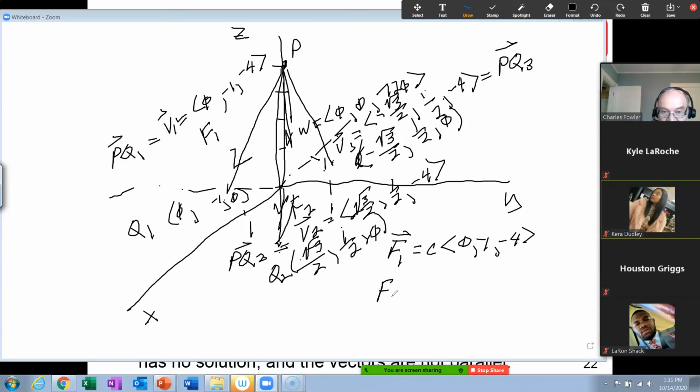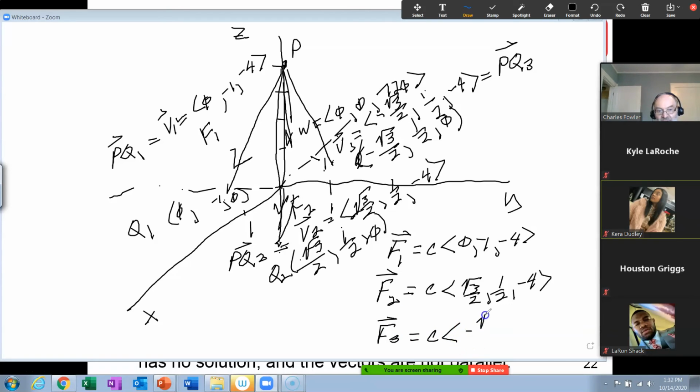Vector F2 is that same magnitude, that same scalar quantity, times that vector here, which is √3/2, comma 1/2, comma -4, and force vector 3 is also that same thing times -√3/2, 1/2, -4.